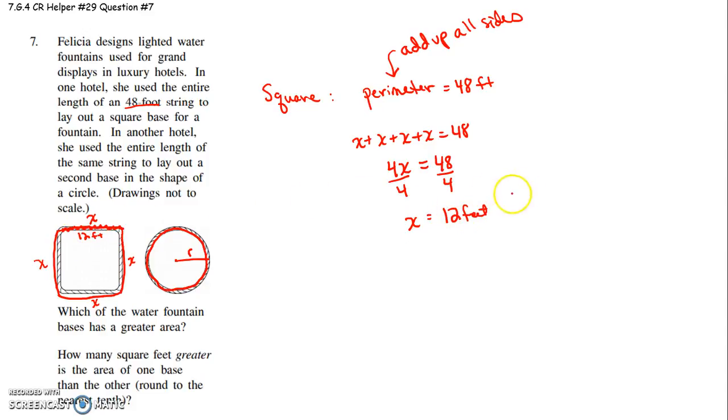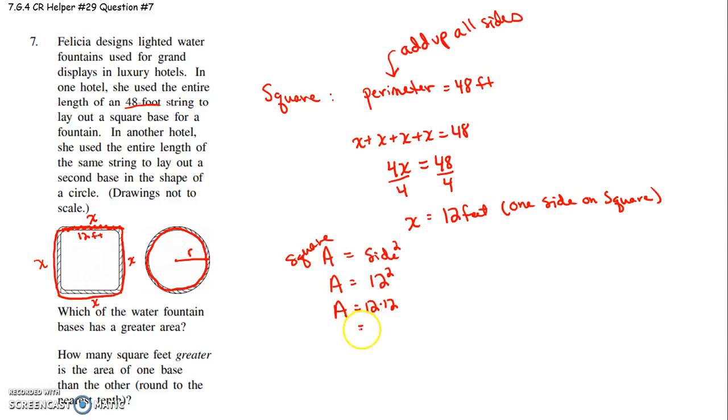Now that I know the side of the square, I can find the area of the square. For the area of the square, you can do base times height or side squared. Base times height is the same: 12 times 12, or 12 squared. So our area will be 12 squared. That means 12 times 12, so 144 square feet is the area of the square.